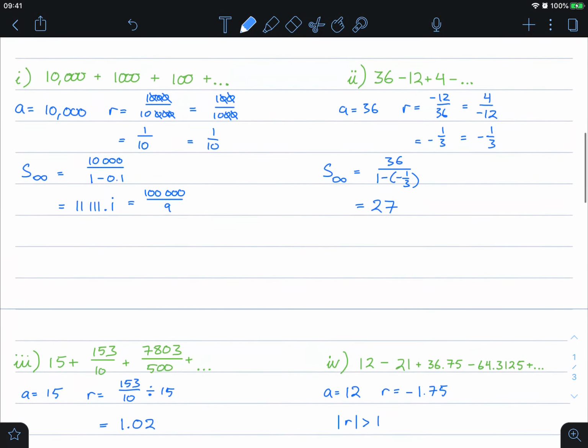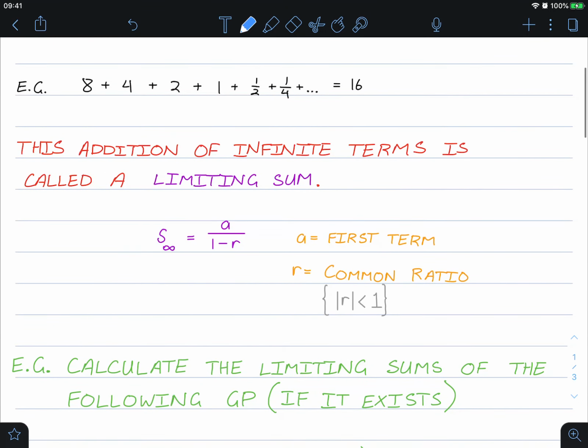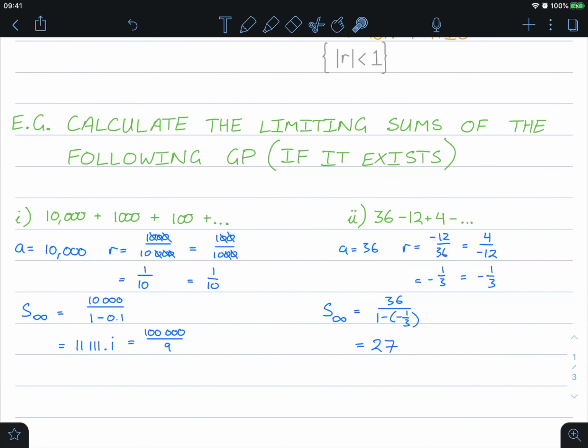So that's rather an anticlimactic ending, but I hope you saw that it's rather simple to utilize this limiting sum formula to find the infinite sum of a series which has a ratio with absolute value less than 1.